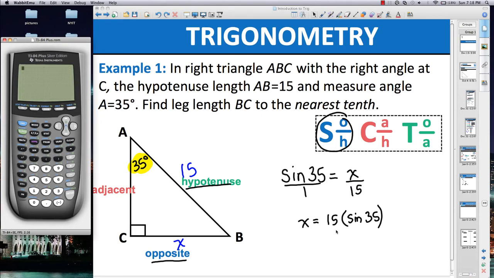So now we're going to want to put this in our calculator. What's really important is that we are in the right mode, so click mode on your calculator and make sure you're in degree mode. We're dealing with 35 degrees, so we want to be in degree mode. Now we can put 15 times the sine of 35 in our calculator, and that is going to be 8.6. So the measure of the side is 8.6.